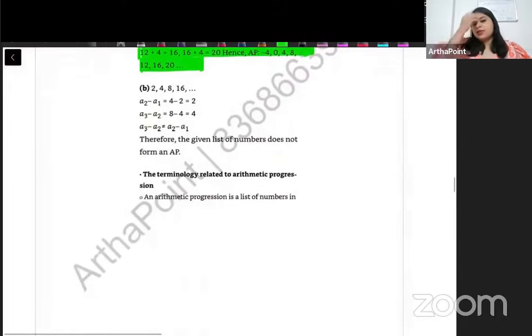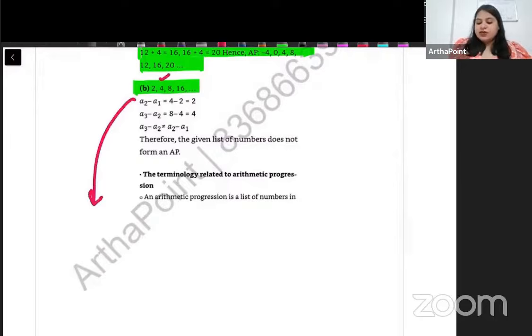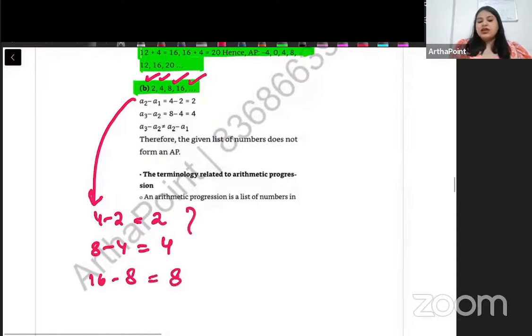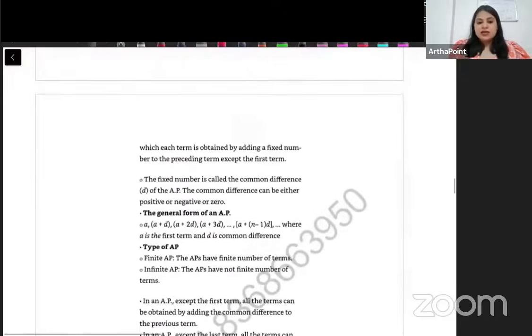Now let us go ahead and come to the next question. So when we come to the next one, it says 2, 4, 8, 16, and so on. Of course, this is not an AP. The difference between 4 and 2 is 2. The difference between 8 and 4 is 4. The difference between 16 and 8 is 8. So the difference is not the same. So these terms do not form an AP, as we can clearly see.